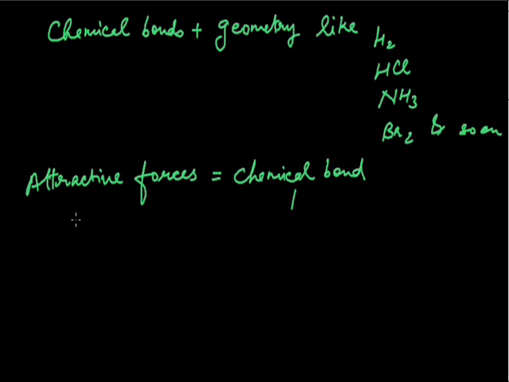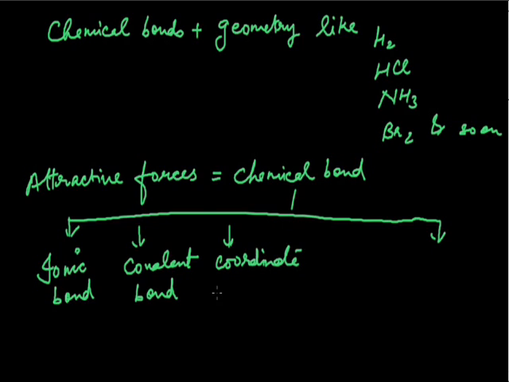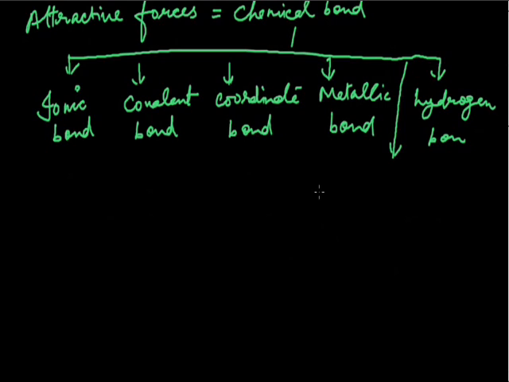The chemical bond can be of various types, like we have ionic bond, covalent bond, then we have coordinate bond, metallic bond, hydrogen bond, and one more is there, that is van der Waals forces of attraction.